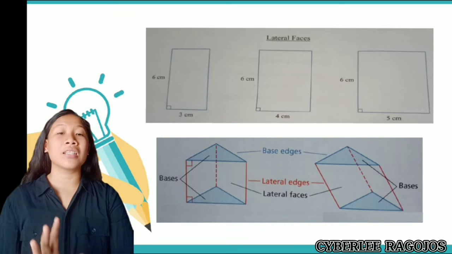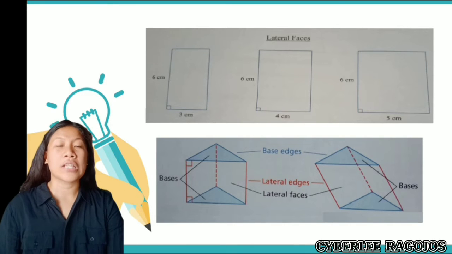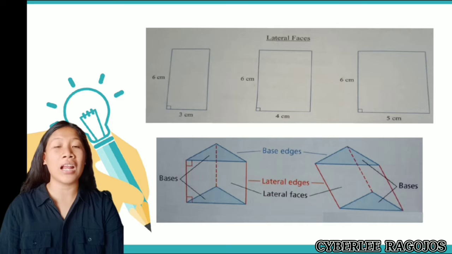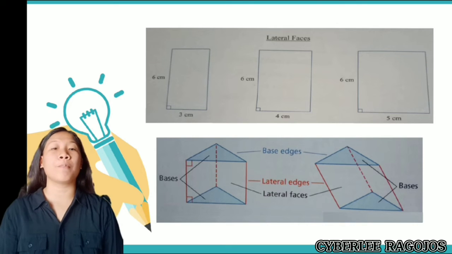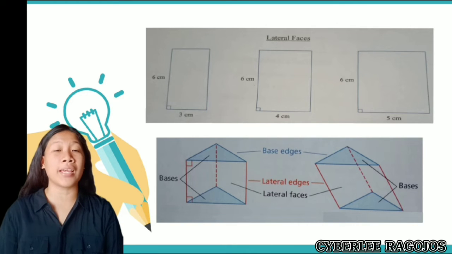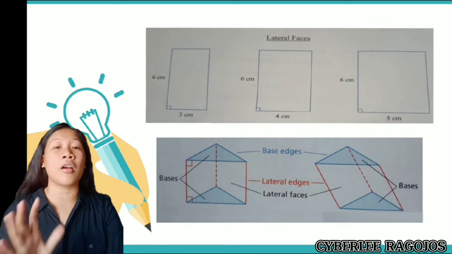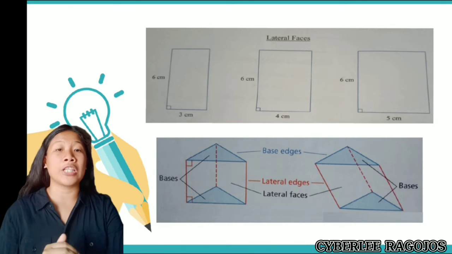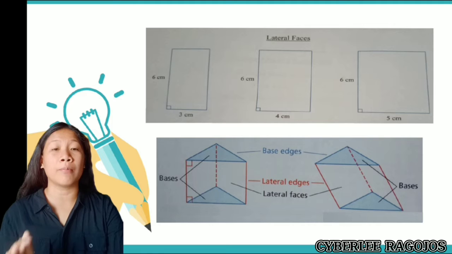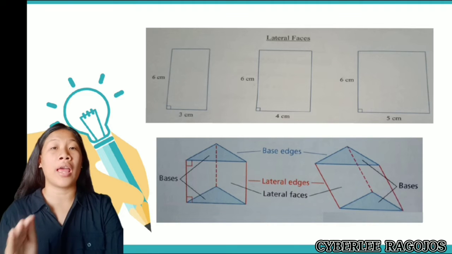So, next is lateral edge. So, ano nga ba yung tinatawag natin na lateral edge? You can see in the picture, yung tatlong shape na triangles is the shape whose measurements are represented as the height and base or length and width.